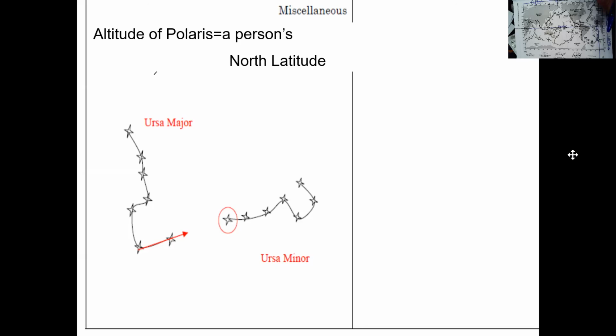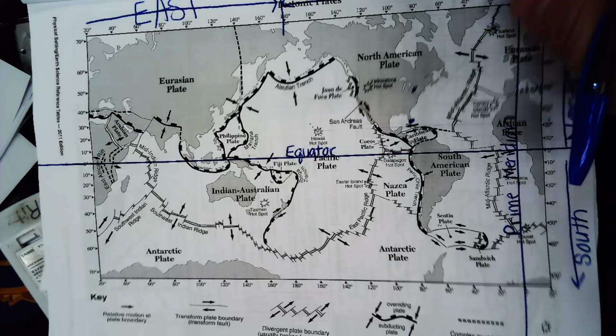That's it. We'll get to the bullets for longitude next time. Do not forget to do the top part of page 9.